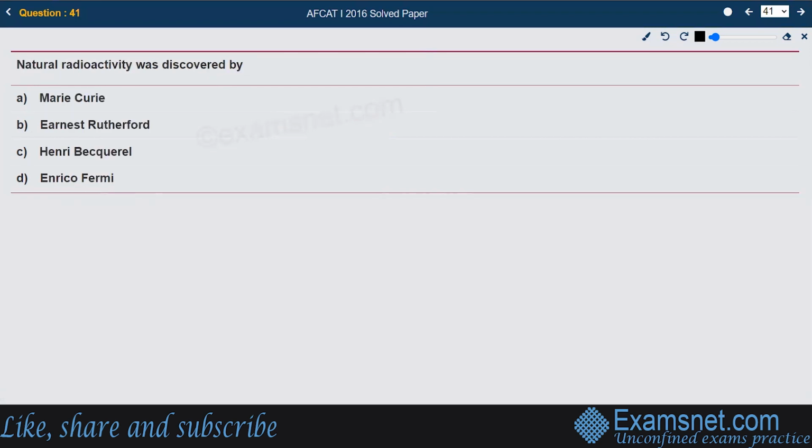Now, natural radioactivity was discovered by whom? So, natural radioactivity was discovered by Henry Becquerel. Henry Becquerel was the scientist who discovered radioactivity, and the year in which he discovered this was 1896, long back. This is when he discovered the radioactivity.